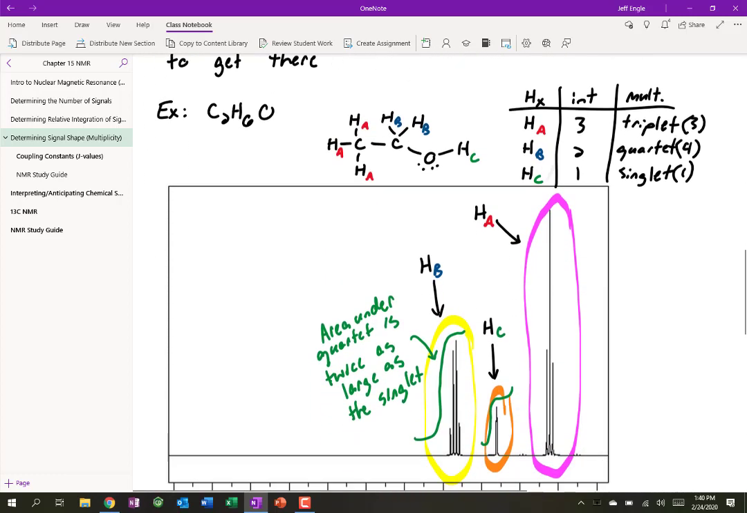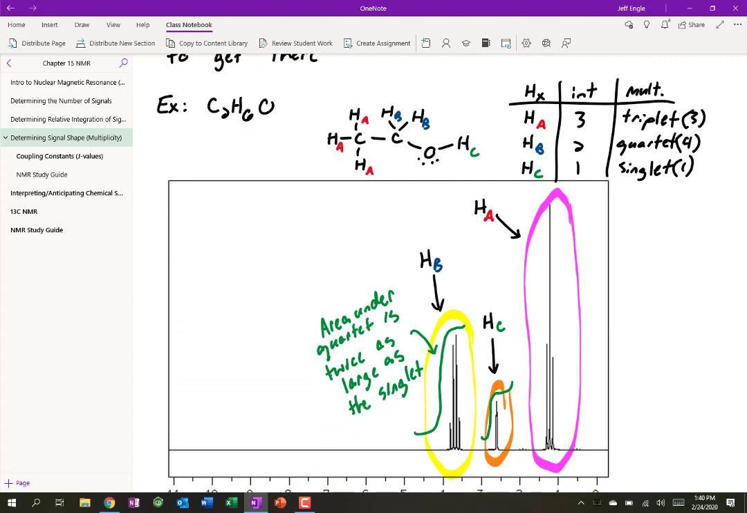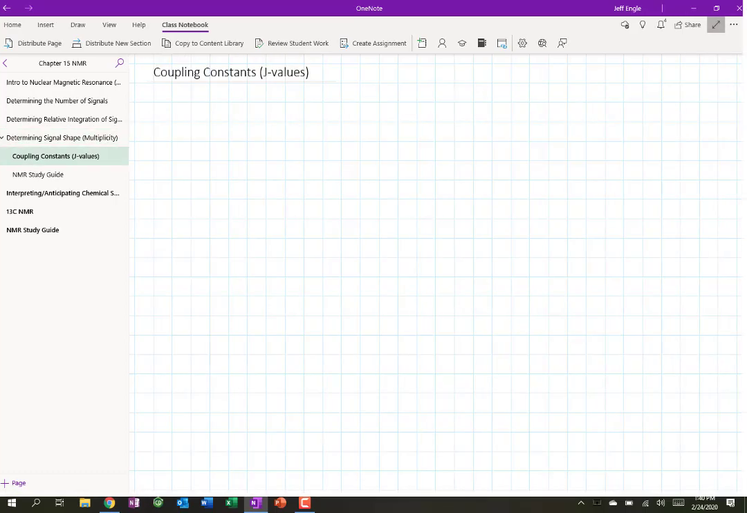And so we looked at a few examples. I'm a big fan of these tables. In fact, on the quiz and exam, I'll ask you to make a table like this. So make sure you get comfortable predicting what your NMR will look like in a tabular form. All right, so now let's talk about this in a bit more detail.